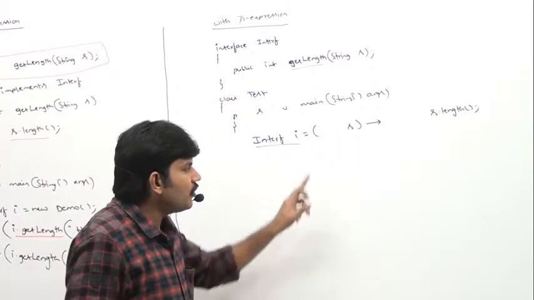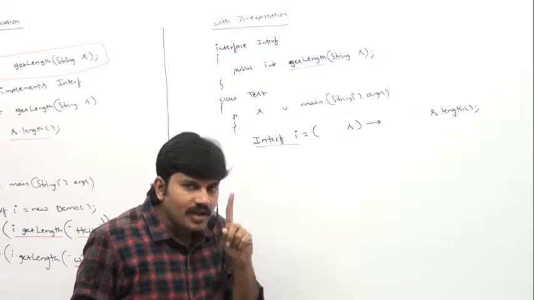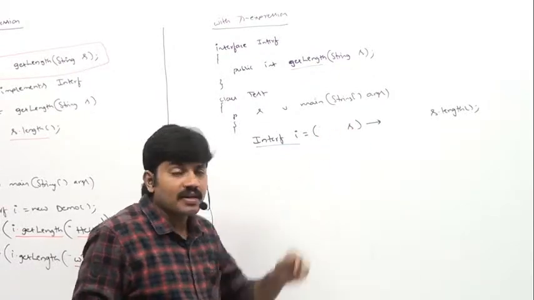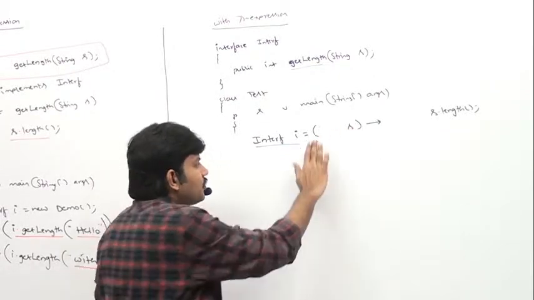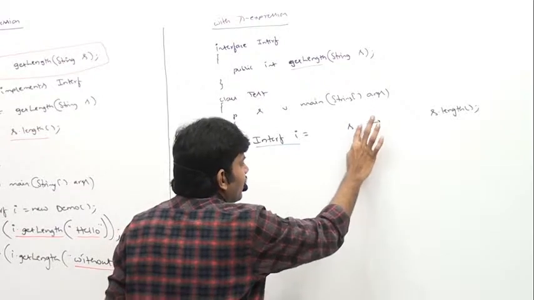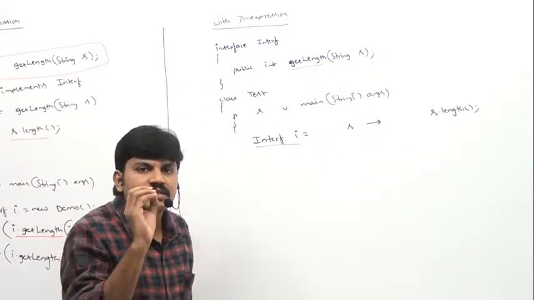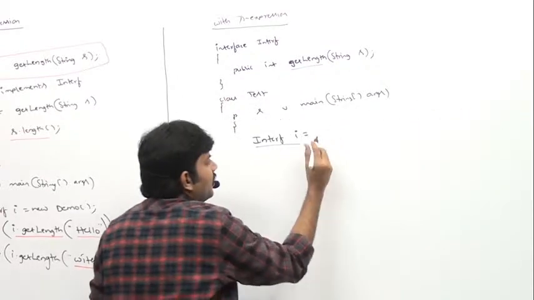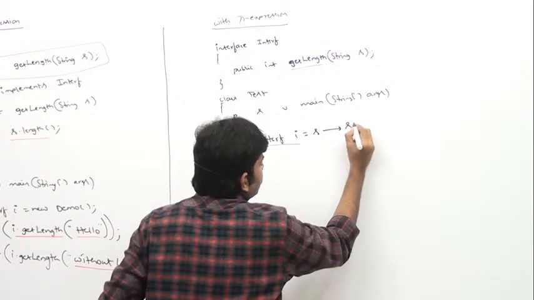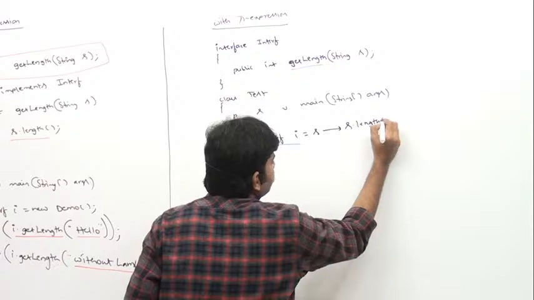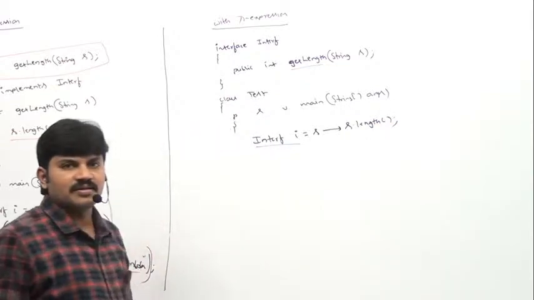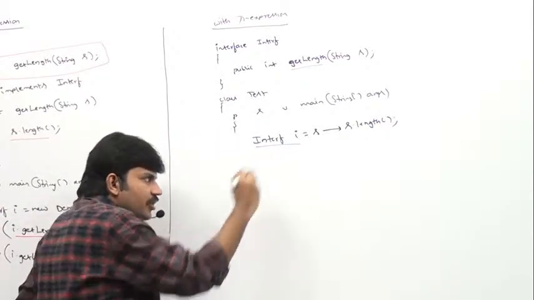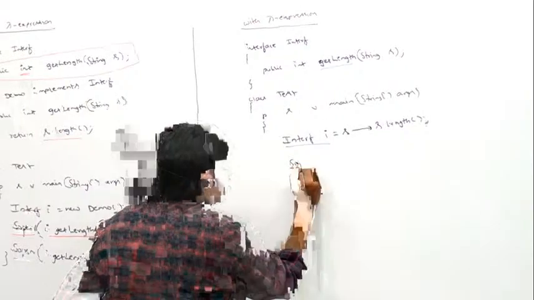Next, if it takes only one argument, are parentheses mandatory or optional? Optional. We are not required to write them. Have you observed? Our lambda expression becomes: s gives s.length. That's all. Now I want to invoke this lambda expression.